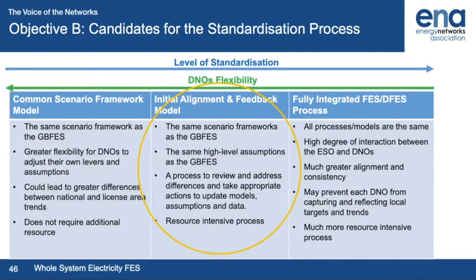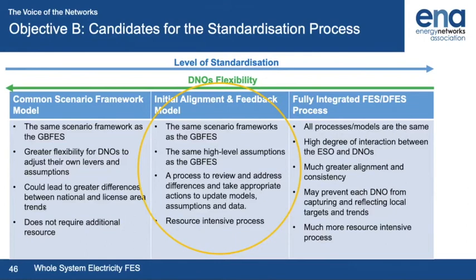On the approach that we have on the right side, we assume that all the processes, frameworks and assumptions in detail are the same between DNOs and National Grid. It requires a high level of interaction between National Grid and DNOs. This method is quite resource intensive, and it might prevent DNOs from capturing and reflecting local targets and trends.